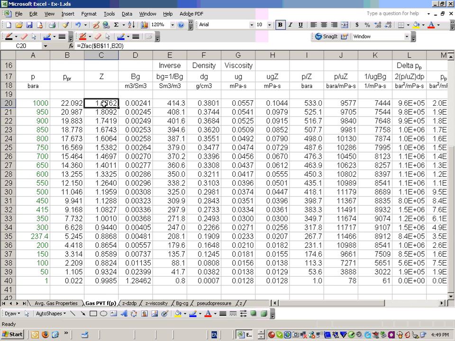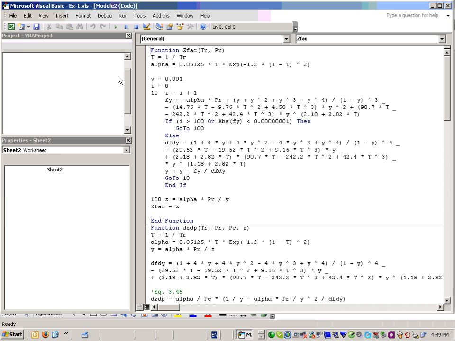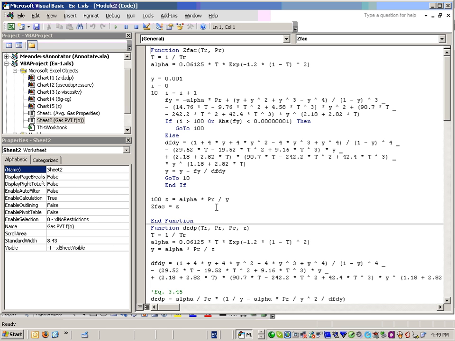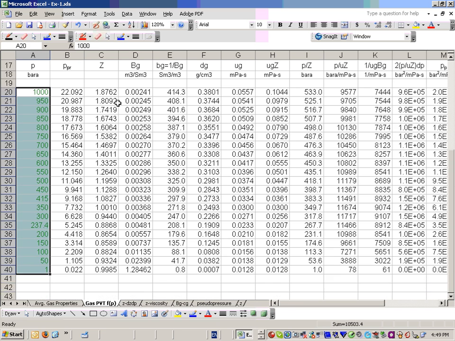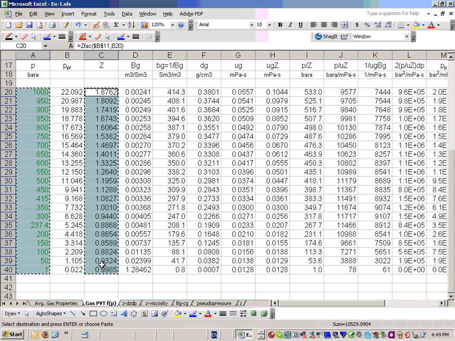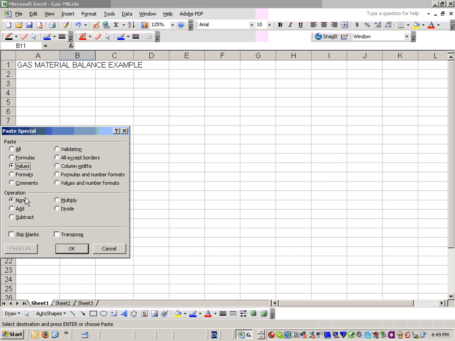It's using a Visual Basic routine, ZFAC, which is a function of the pseudo-reduced temperature in cell B11, 1.7, and the pseudo-reduced pressure, which is shown here. And this Visual Basic algorithm is basically shown here, and you can look at that sheet later. We'll just basically borrow the numbers from this spreadsheet and move it into our material balance spreadsheet. These are our pressures and the Z factors, we'll copy that over to our other spreadsheet, paste special, and just take the values.